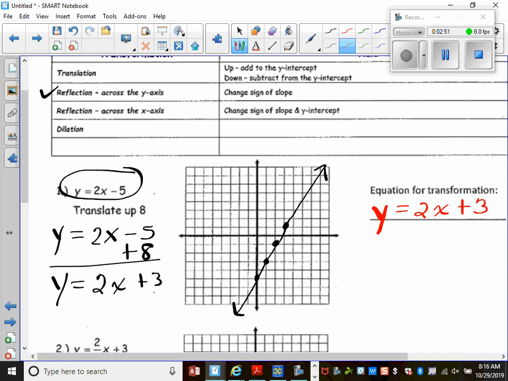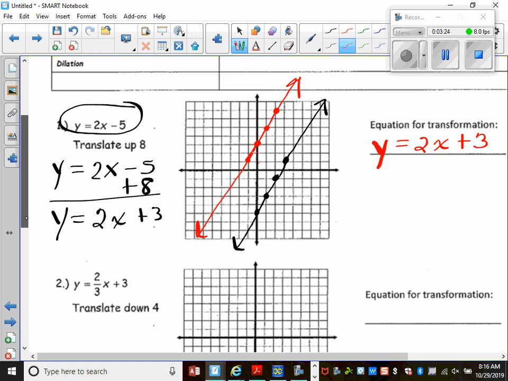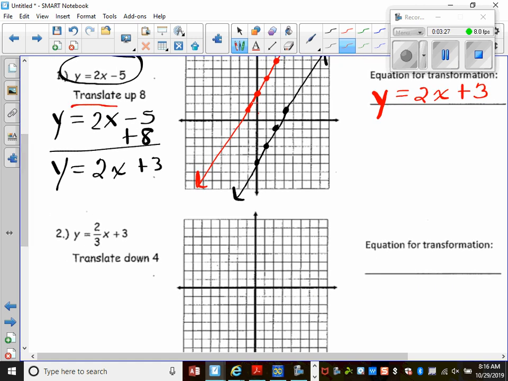So I'm going to start at +3, which is here. And my slope is still 2. So up 2 over 1. And then I could do a double negative by going down 2 to the left 1 to get my 4 points. Okay, then I'll just connect those. So I should see the 2 lines on the same coordinate plane. And again, when you're translating, it only affects the y-intercept.